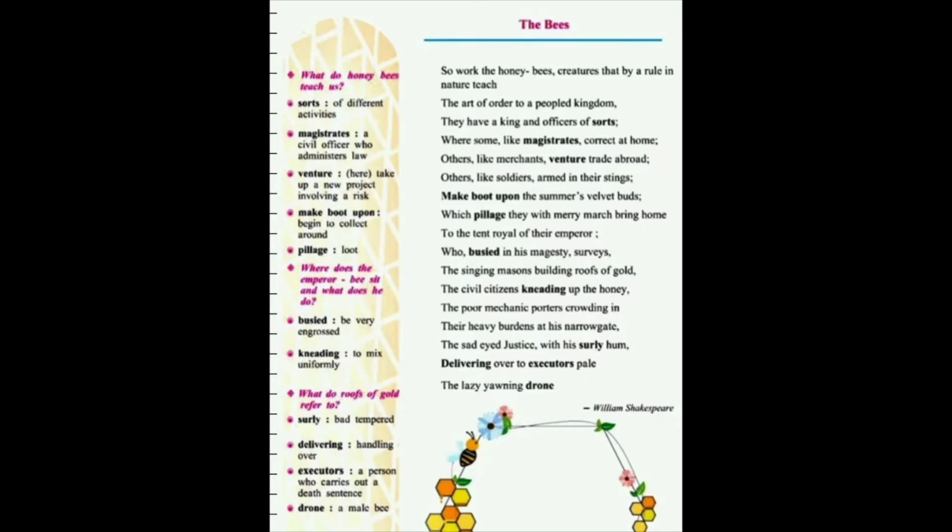Okay, so while talking about the poem Bees, he is saying, so work the honeybees, creatures that by rule in nature teach the art of order to a people kingdom. They have a, okay, first line we will see. So work the honeybees, creatures that by a rule in nature teach.